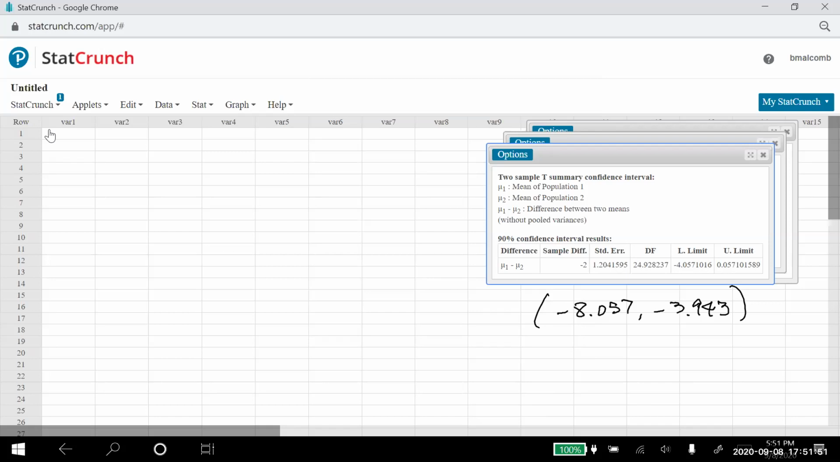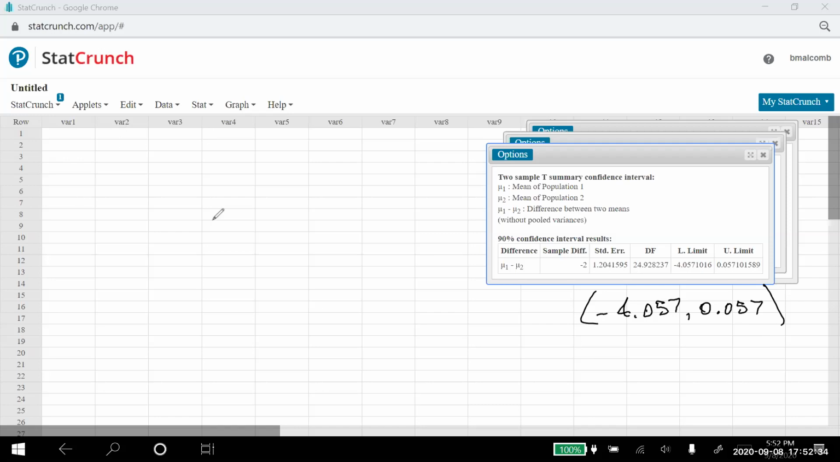So let's erase these and see what we have. -4.057 to 0.057. Notice, this is what I was trying to say. The other ones didn't match. 0 is in here, so there might not be a difference in the population means. And our conclusion was that I can't reject the null hypothesis. If the difference is equal to 0, well, 0 is a possibility. I know 0's in my interval.